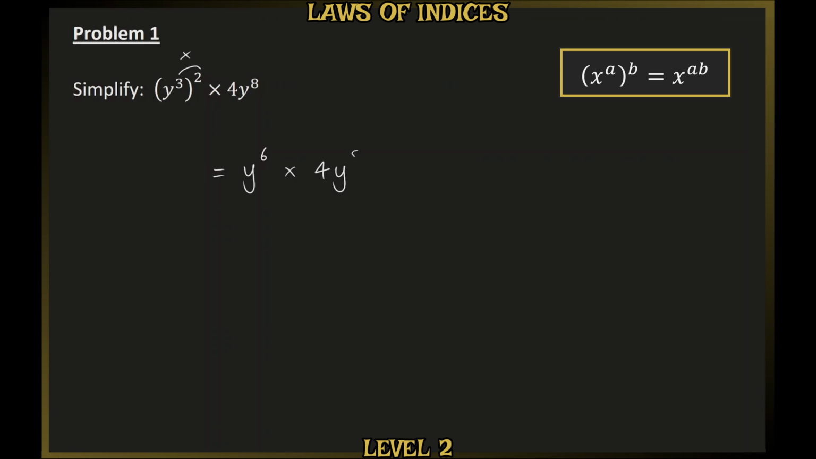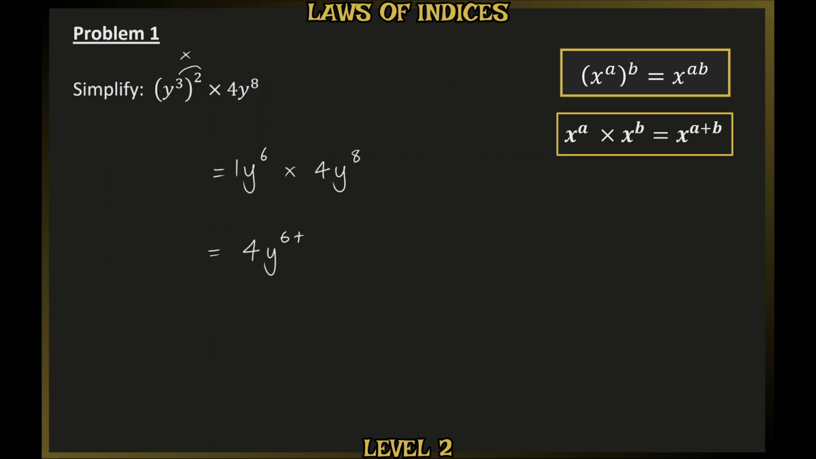Now here we're multiplying indices together, so we're going to use this law, which tells us that when we multiply indices together, we have to add the powers. Starting with 1 times 4, we have 4, and y to the power of 6 multiplied by y to the power of 8 gives us y to the power of 6 plus 8. Since 6 plus 8 is 14, our final answer for problem 1 is 4y to the power of 14.